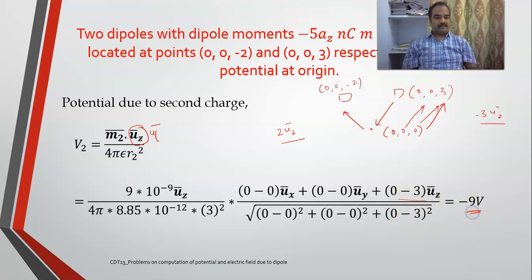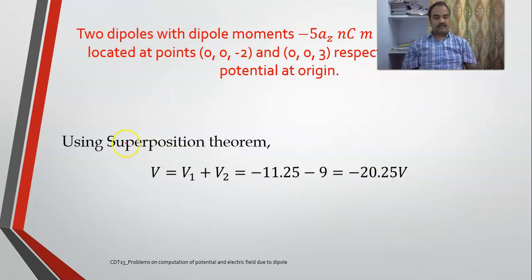So it will be minus 9 volts. If I join these two using the superposition theorem, for the first case it was minus 11.25, and the second case it's minus 9. So I'll be getting minus 20.25 volts. So this is the way we compute potentials when two dipole moments have been given.